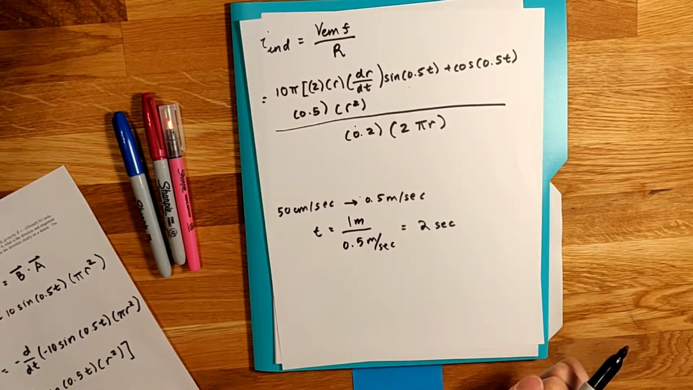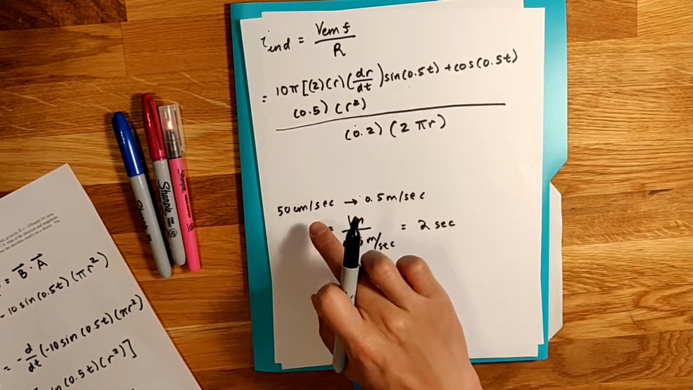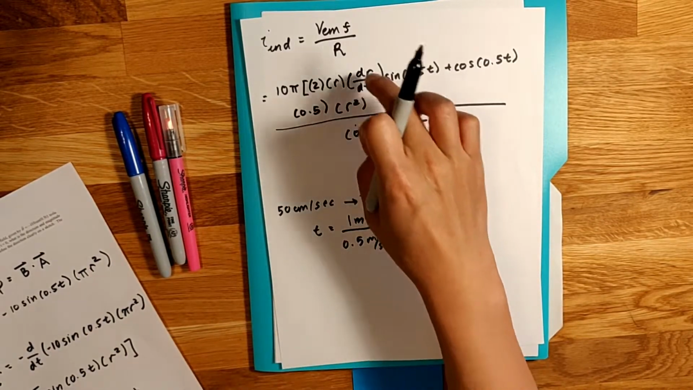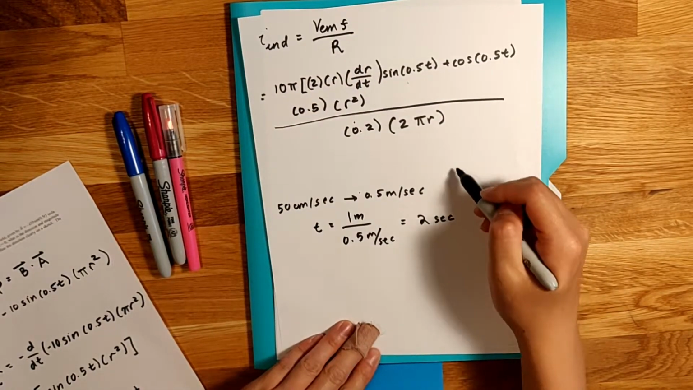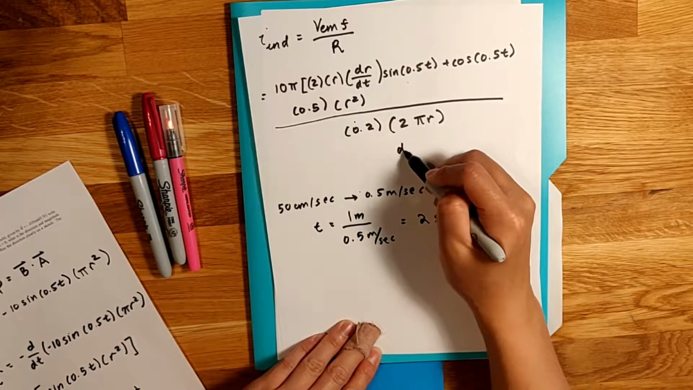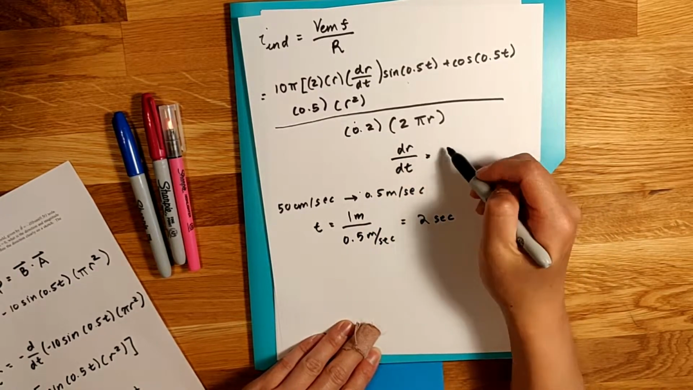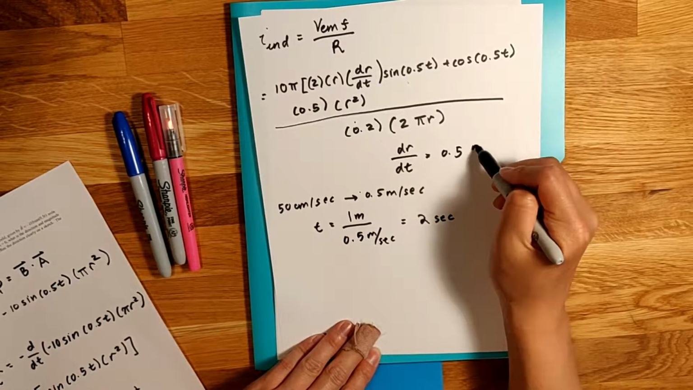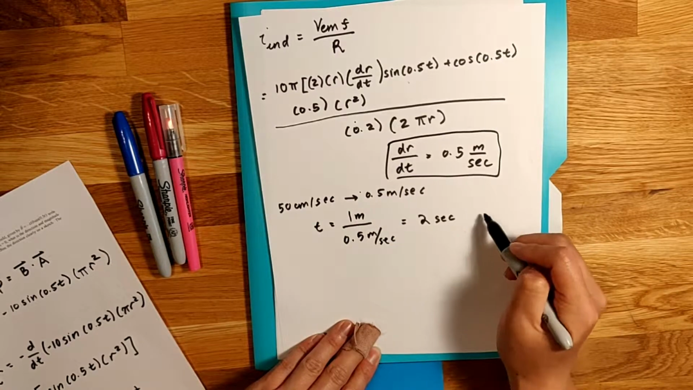And then we also know that the rate of change with respect to time is 50 centimeters per second. So we can also put that into our formula up here. Again, we know that dr/dt, or the rate of change for the radius, is 0.5 meters per second. And this is our time.